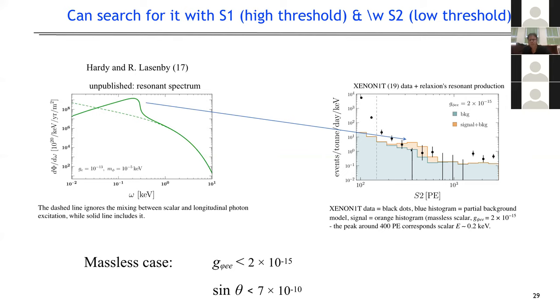Our point was that in the future, already now, they have a factor of 30, I think, more data. And in the future, they'll have much, much more data. So you can search for such a feature in the spectrum, even though you don't know the background. For S2, they don't exactly know what the background is, but since we have a pretty nice feature, this will be interesting. So I want you to remember this point. This emphasizes why the S2 signal could also be important.